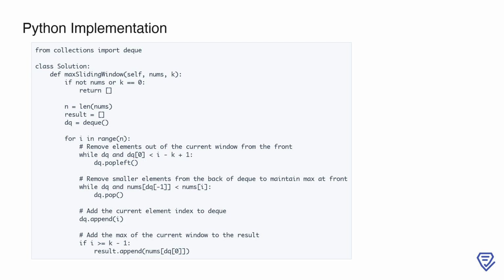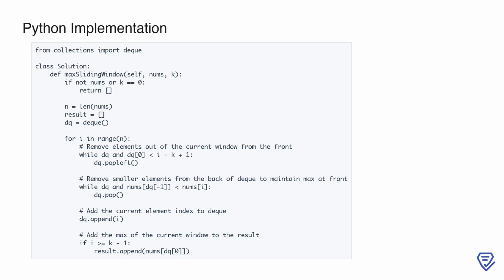Next, we initialize a few variables. n stores the length of the input list, result will hold our final output, and dq is our DEQ, which will help us track indices of elements in the current window. Now we enter the main loop, iterating over each index in the nums array.